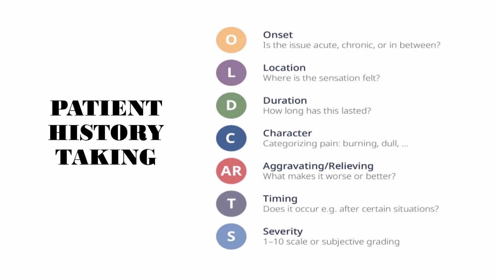The last one is severity. On a 1 to 10 scale, the patient has to give a grading of how much pain the patient is feeling. So based off all these OLDCARTS, the proper history has to be taken, and it has to be correlated with the patient's final condition and the laboratory investigations or any other objective things, which will make it easier to give a final assessment or a proper analysis of the patient.